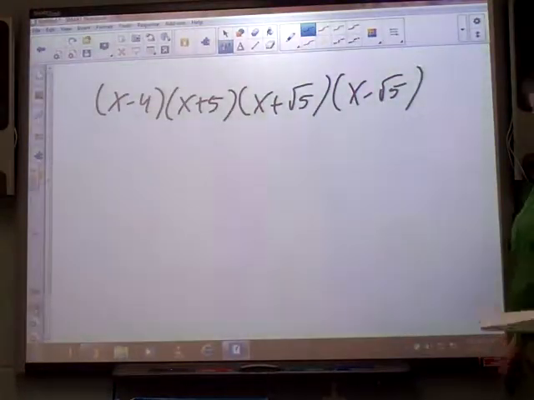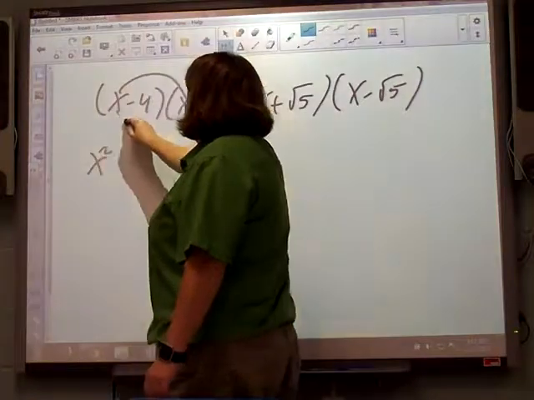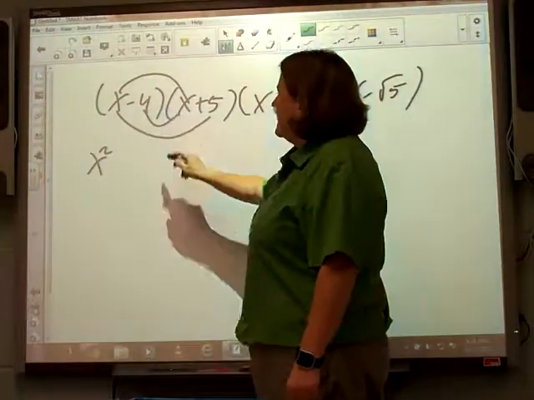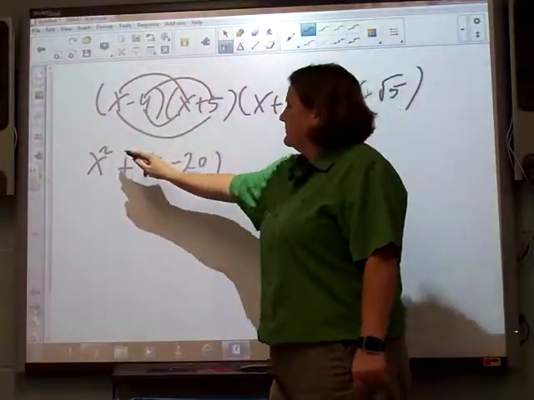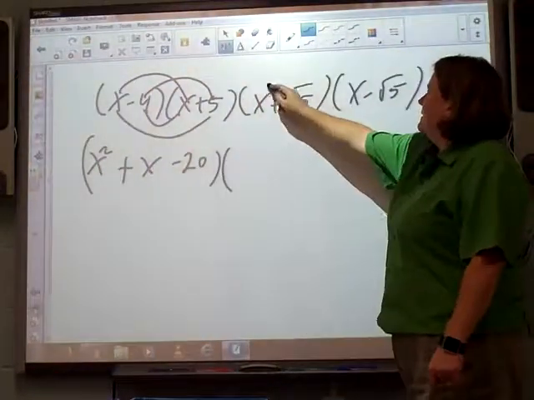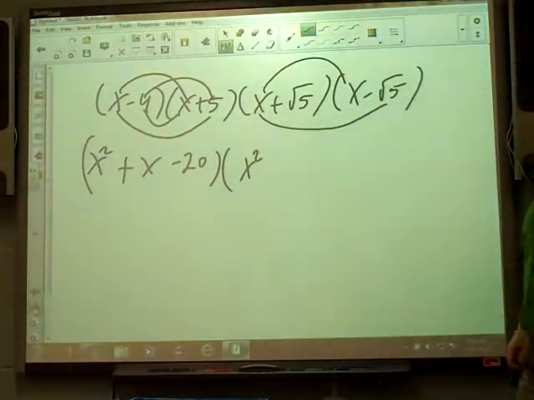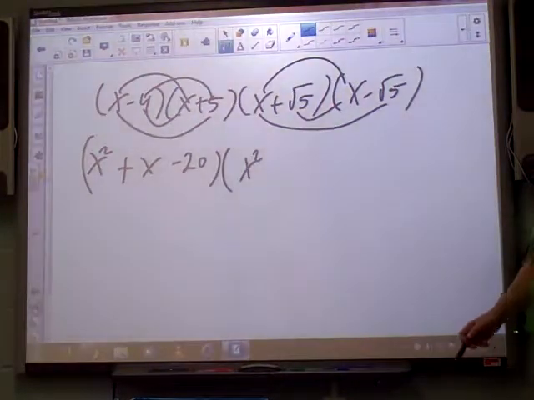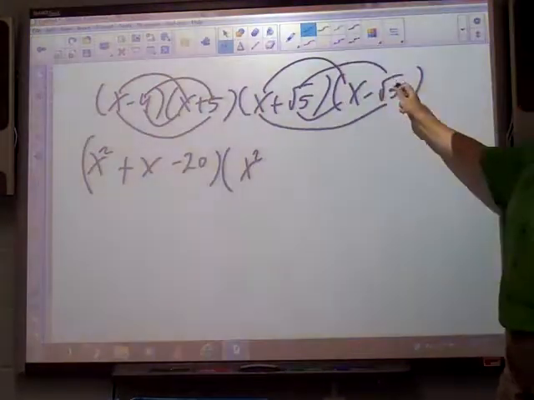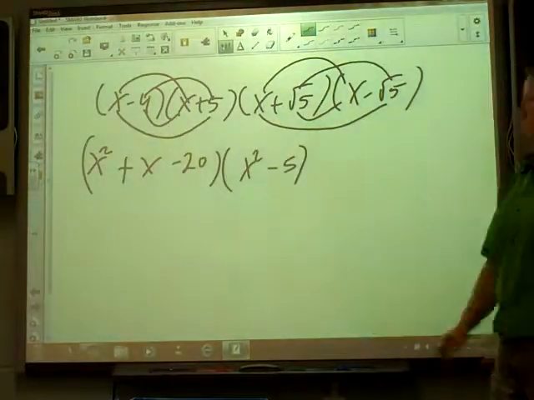Now it's the same thing as before. We're going to multiply the first two. So that gets me x squared plus 5x minus 4x is plus 1x, and then minus 20. x squared, negative x square root of 5 and a positive x square root of 5 cancel out. Then I've got a negative square root of 25, and the square root of 25 is 5, so minus 5.